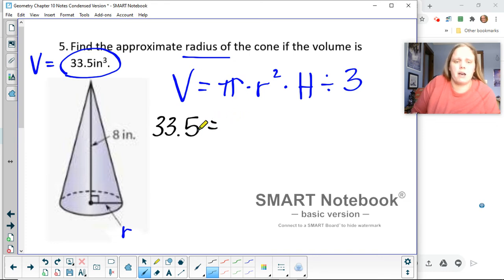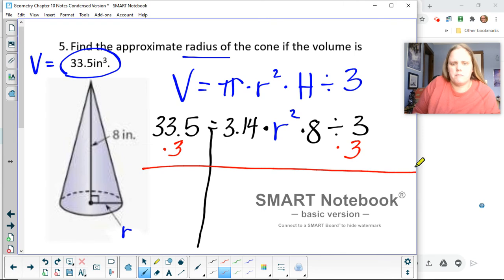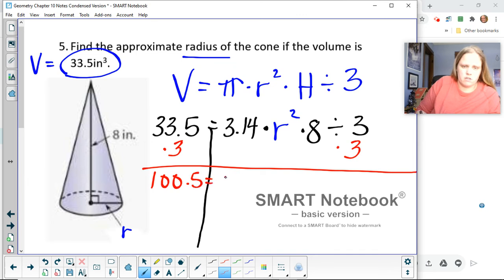Pi, because there's no pi in the number here, I'm going to change that to 3.14, just so I have an easier number to work with. My radius is what's missing, so r squared stays in r squared. My height is how tall it is, which in this case is 8 inches, divided by 3 because it's a cone. Now we're just going to do a t-chart. Opposite of divide by 3 is multiply by 3. That comes out to 100.5.